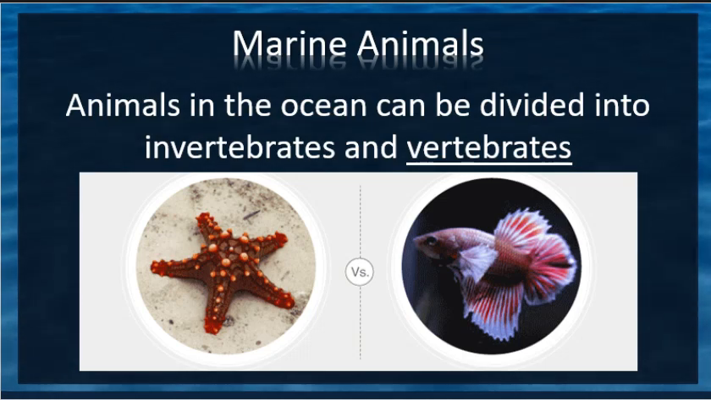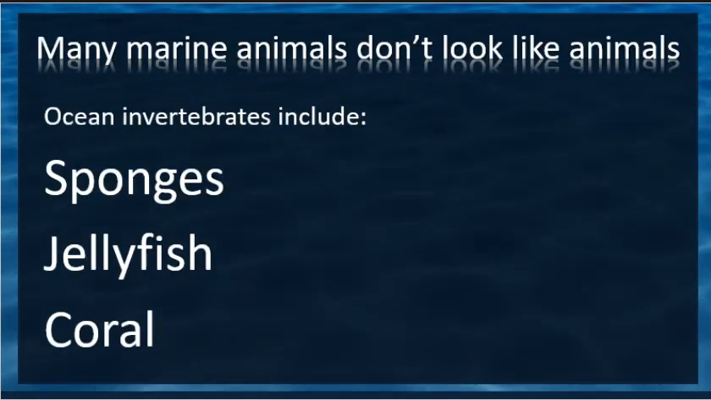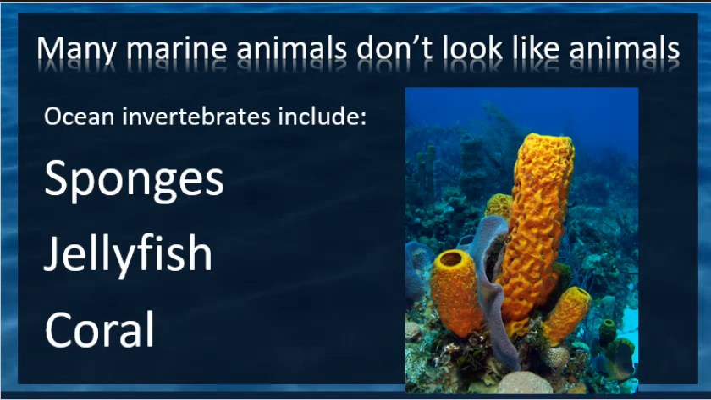But we'll be looking at invertebrates for the most part today. Many marine animals don't look like animals. So invertebrates would be among these. We have an animal called a sponge. That's an animal, like SpongeBob. We have animals called jellyfish and animals called corals. So here is a sponge.